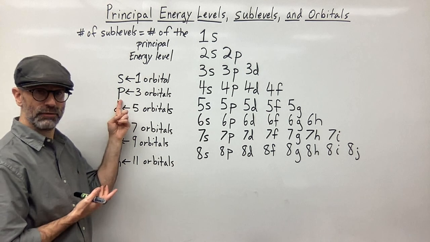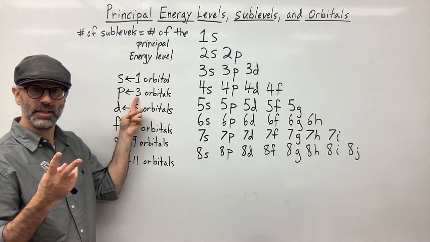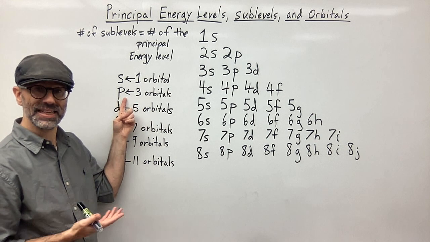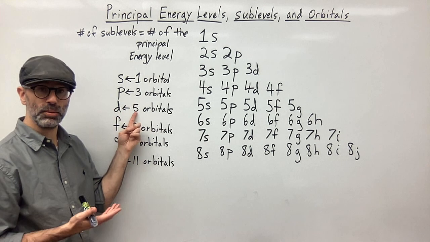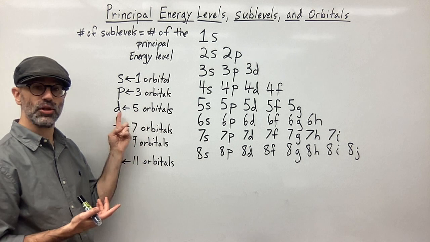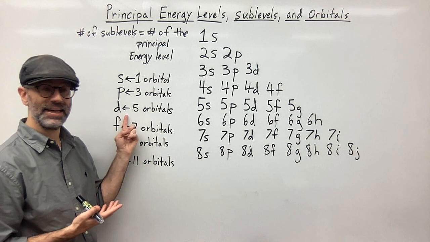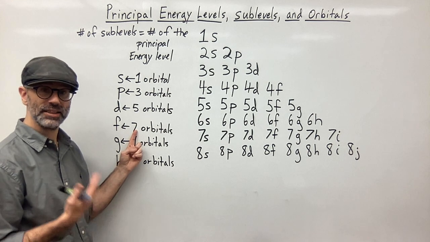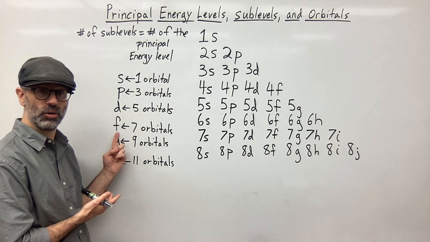The p sublevel has 3 p orbitals. Each orbital holds 2 electrons. So that means that the p sublevel can hold a maximum of 6 electrons. The d sublevel has 5 d orbitals. Each orbital can hold 2 electrons. So 5 times 2 gives us 10. So the maximum electrons that the d sublevel can hold is 10. And so on for the f sublevel. 7 orbitals times 2 electrons gives us 14. So the maximum number of electrons that the f sublevel can hold is 14.